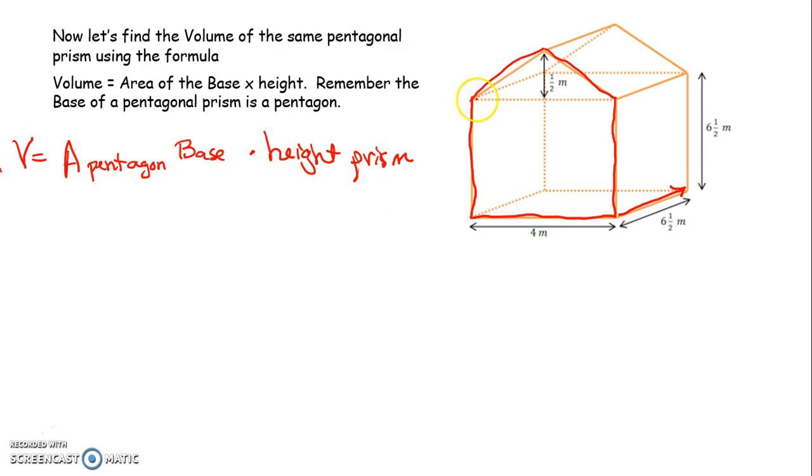So for the pentagonal base, we would find the area of this triangle and the area of this rectangle here on the front. So the area of the triangle would be 4 times 1/2.